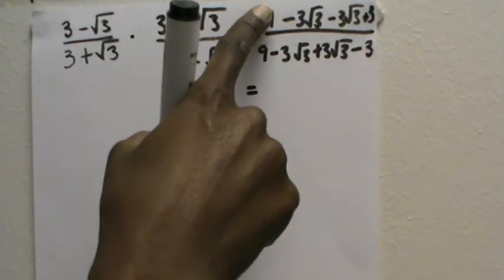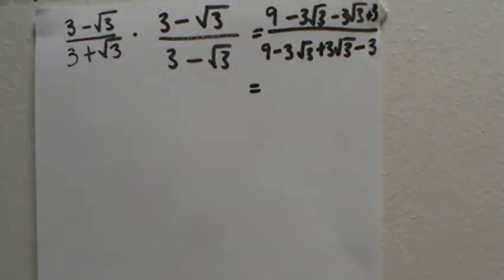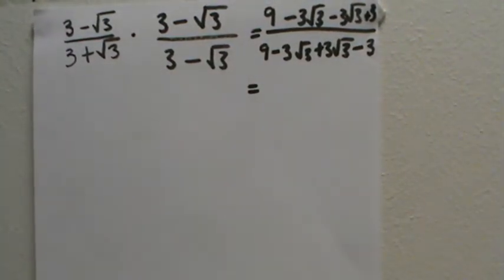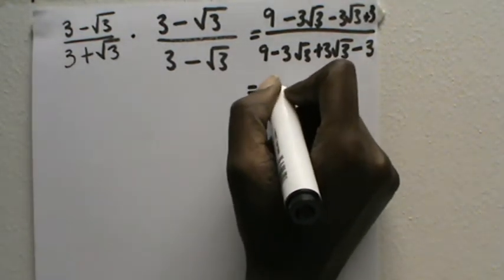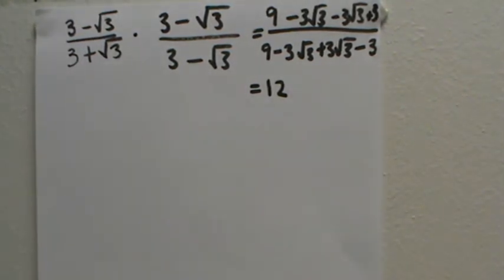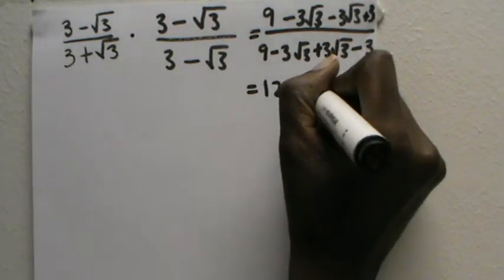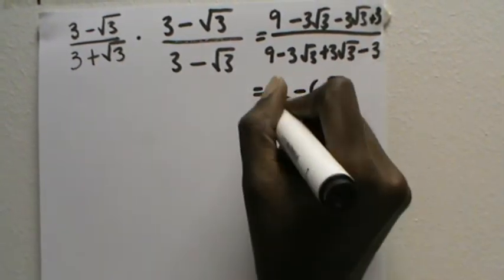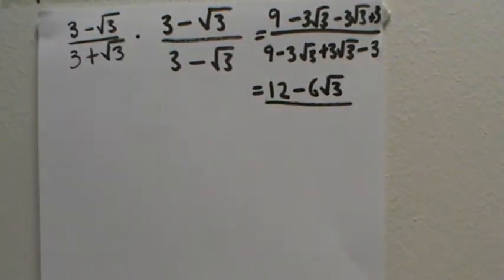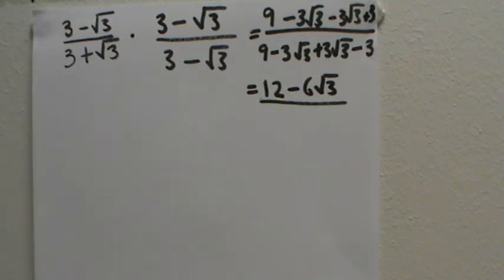Okay, so I collect my like terms and then see what I have. 9 has this 3 as a like term, so I have 9 plus 3. 9 plus 3 is 12. And then I have minus 3 root 3, so I'm counting how many root 3's I have. If I have negative 3 of them and then I subtract 3, I should have negative 6 of them left. Then in the denominator, 9 and minus 3 are like terms. So if I have 9, I subtract 3. How many do I have left?